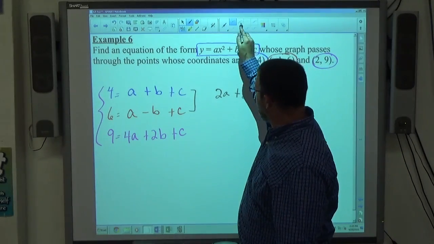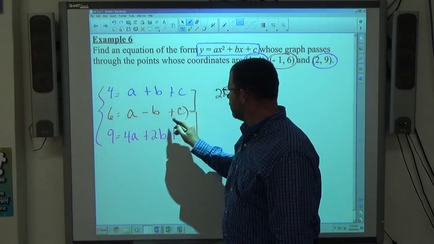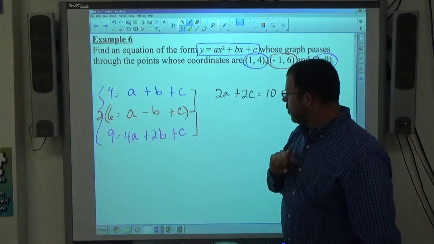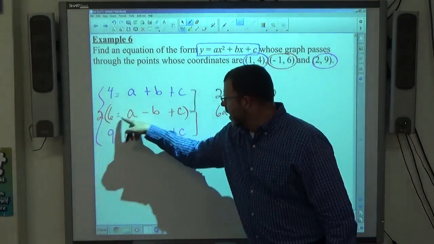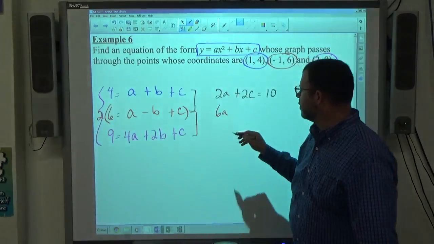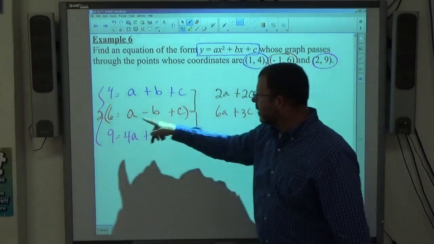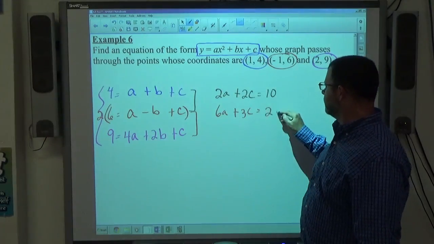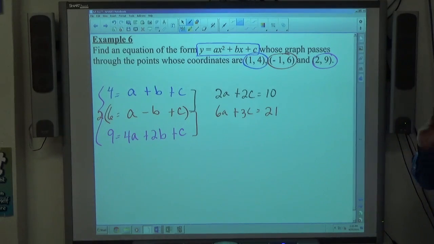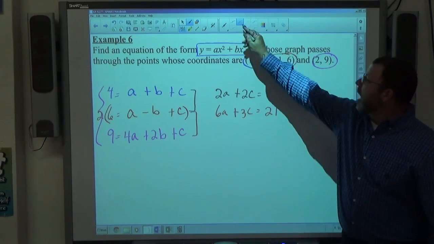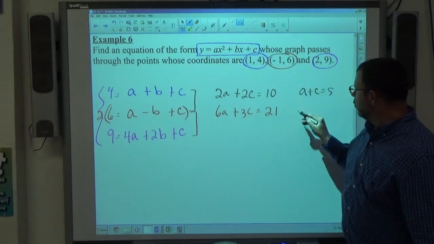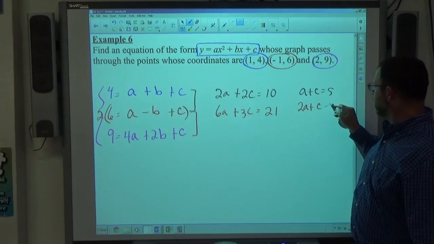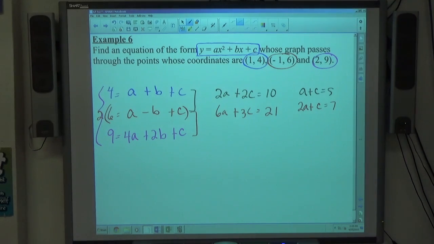And then the other set, I would probably combine these 2, doubling this one in the process. So 2a plus 4a is 6a. Negative 2b plus 2b cancels. 2c plus c is 3c. And 12 plus 9 is 21. And it's ready to go at that point. I would probably reduce the top to a plus c equals 5. And reduce the bottom down to 2a plus c is equal to 7. Everything in the black divides by 2, everything in the red divides by 3.